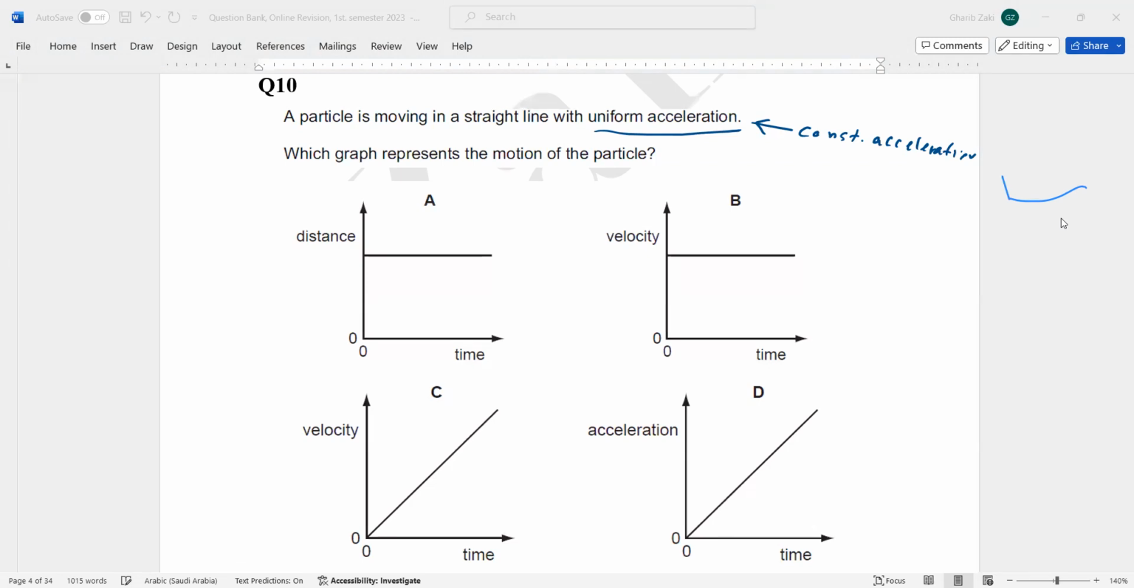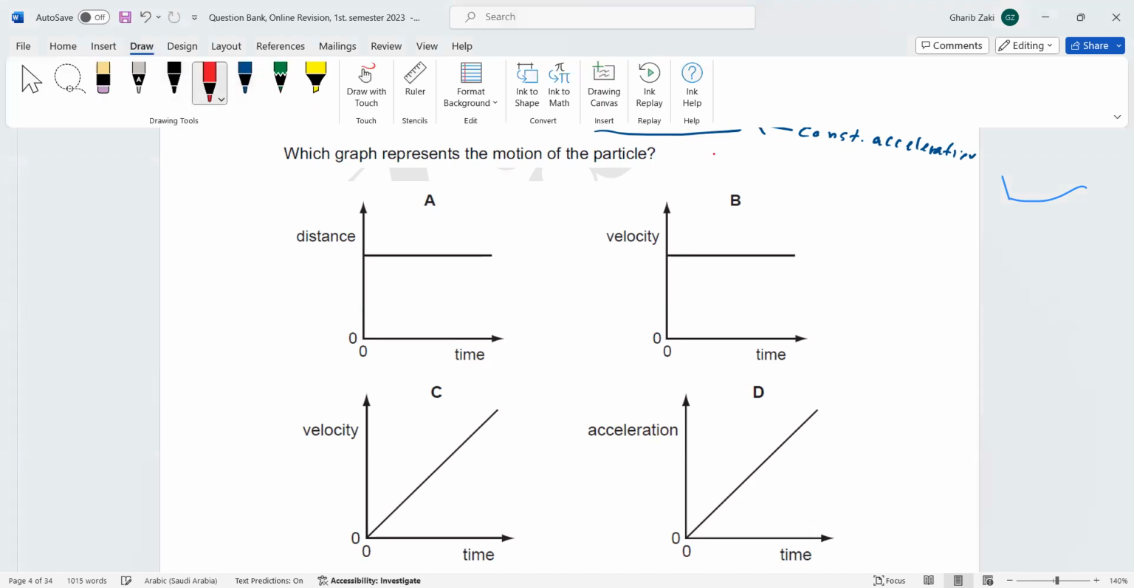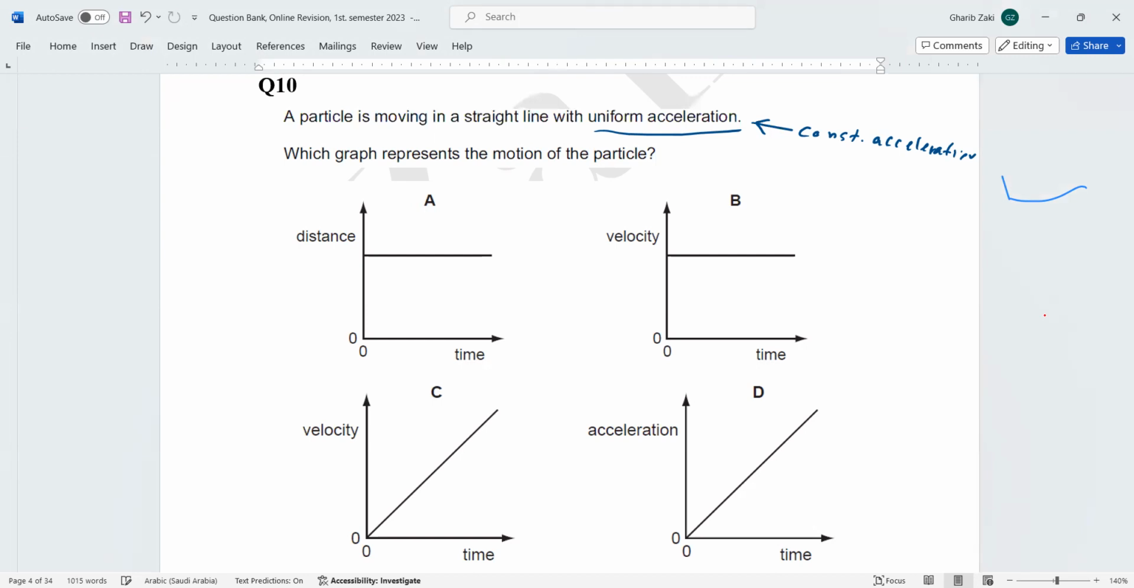But now, if we change the word from uniform acceleration to uniform velocity, if we write here uniform velocity, what will be the answer? Think of that. Uniform velocity, yeah, the velocity is constant, so as time goes on. B will be the answer.